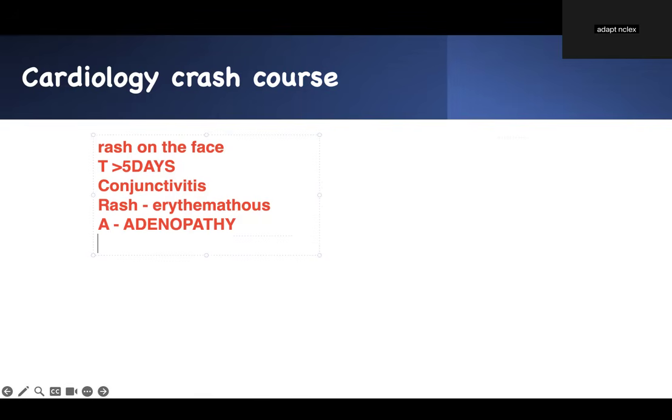You look at the mouth, you have mucositis, right? And then the kid pulled his tongue out and you have strawberry tongue. What do you think is going on with this patient? This is Kawasaki disease.